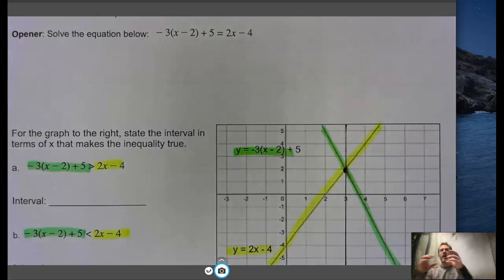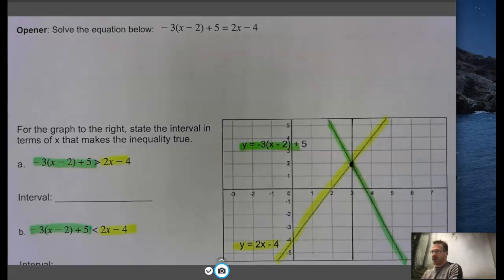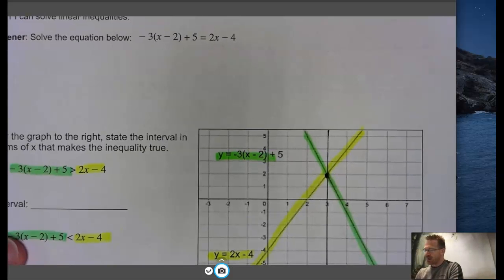Notice where they're equal is the point of intersection, at x equals 3. But notice, if I just cover up and look at the left side here.